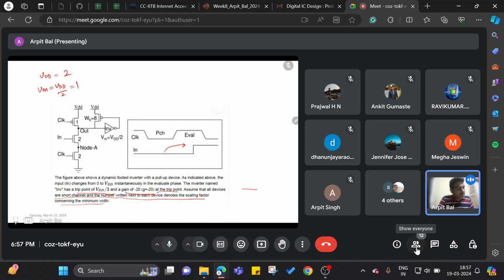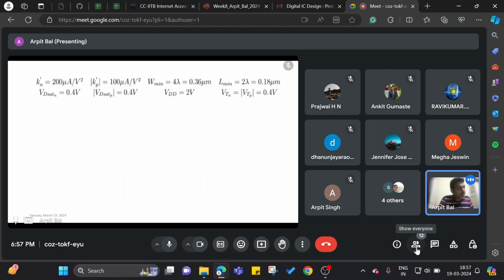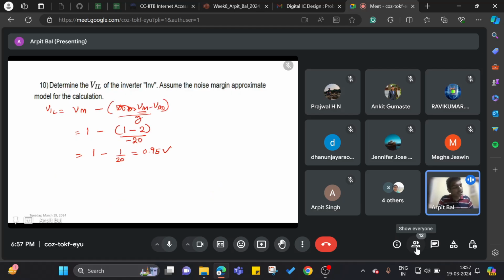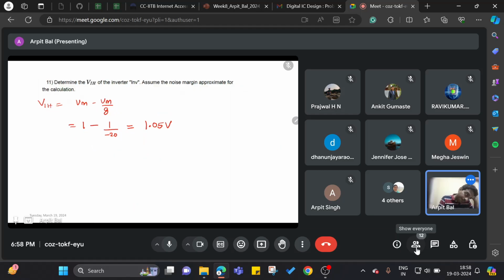In the next question, we saw a dynamic footed inverter and we were supposed to figure out what is the VIL. VIL was nothing but VM plus VDD minus VM by G, and it turns out to be 0.95 volt. VM is the trip point that is given to us as VDD by 2. VDD was 2 volts, so VM was 1.